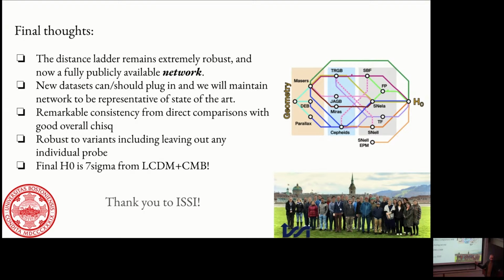And so my final thoughts are the distance ladder and specifically the network remains extremely robust as far as we can tell. We don't see any explicit disagreement between any of the probes in the network. We argue that new data sets should plug in, or at least compare to what we're doing, and make their analysis public, and make their data public. We've seen great consistency, good chi-squared, robust to variance, including leaving out any individual probe that you may or may not like, and then finally, we're at a crisis, I think. So, yeah.